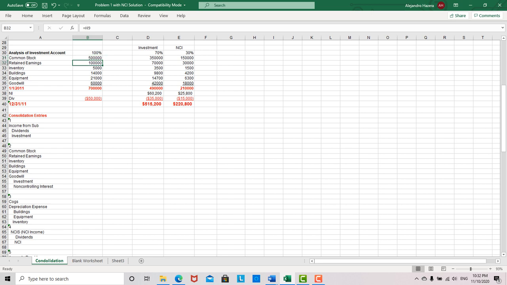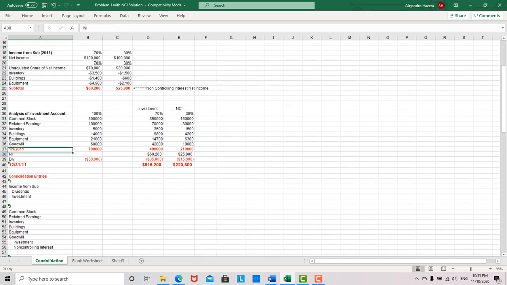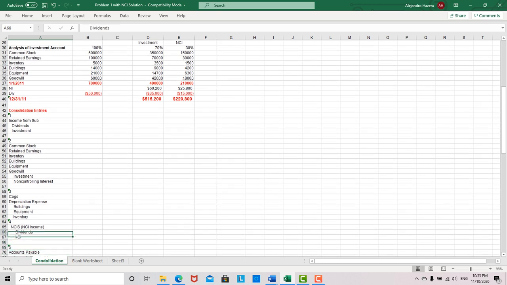All these 4 entries, which are the most important ones, are mostly based on this analysis right here. The expense entry is based a little bit on the income, but the 4 entries are based basically on this entry right here. Okay, so the first thing is the purpose. The first one, I'll put the purpose here, is to reduce the investment account to the beginning of year balance. There it is.